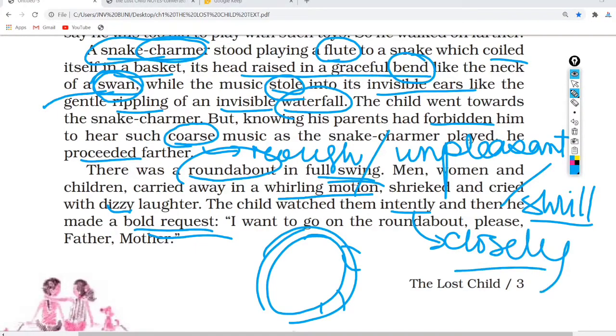The child was observing it very intently, very closely. After observing, this time he could not be silent. He could not control his desire, and then in a very bold manner, he requested the parents: father, mother, I want to go on the roundabout. Please, father, please, mother. Then let us see the next part.